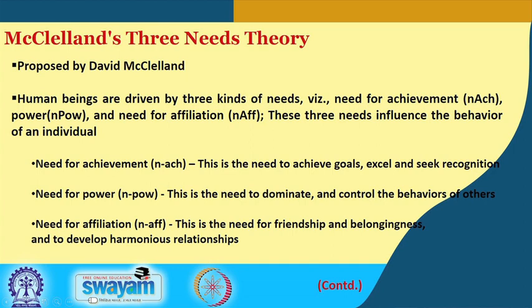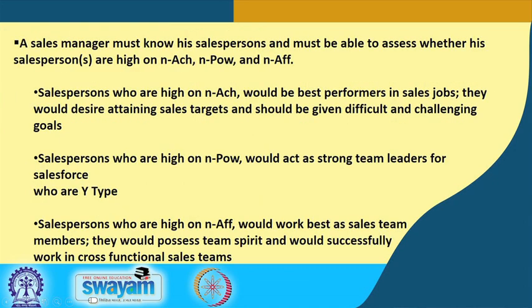Now, need for achievement is the need to achieve goals, excel in whatever you do, and seek recognition. The need for power relates more to authority, which is the need to dominate and control the behavior of others. The need for affiliation is the need for friendship and belongingness, and to develop harmonious relationships. Again here, sales managers must know their salespersons and be able to assess whether the salespersons are high on need for achievement, power, or affiliation.